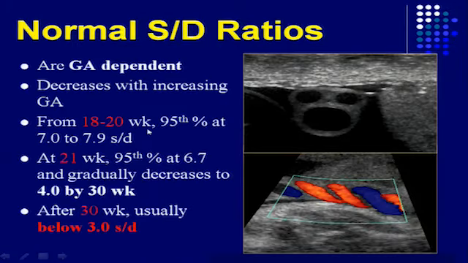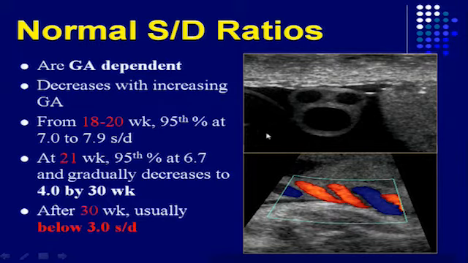And there's ranges that will follow for the different gestational ages. The SD ratio will decrease with increasing gestational age. From 18 to 20 weeks, the 95th percentile is 7 to 7.9. At 21 weeks, 95th is at 6.7, and gradually decreases to 4. And then after 30 weeks, then it should be below 3. So again, it's important to know what range do I use for what gestational age.